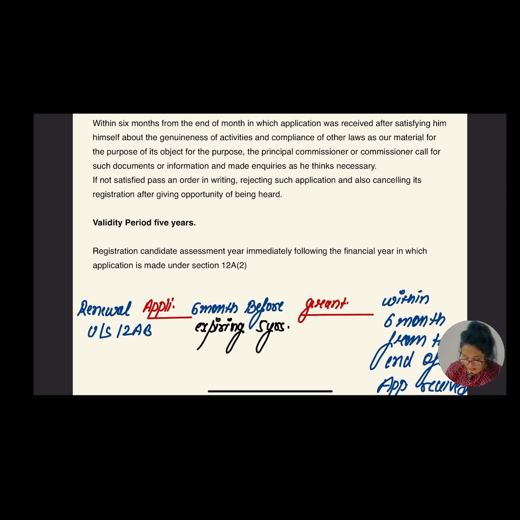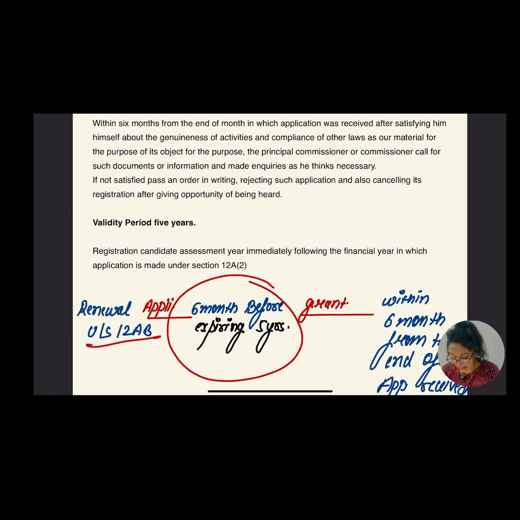Let's go for it. Renewal under section 12AB, application 6 months before the expiry of 5 years. Same thing, final registration wala same case is going to happen here, which means 6 months before the expiry of the 5 years.